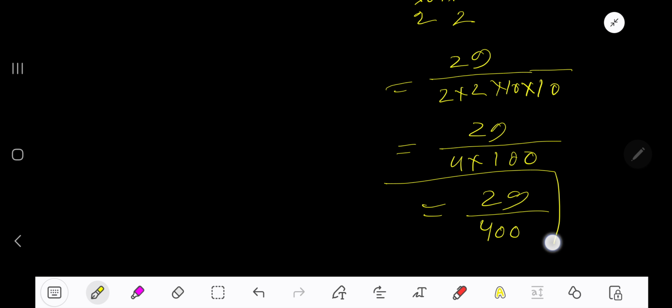So this is the reduced form. The common factor between 29 and 400 is just 1. Okay. So there is no other common factor. So we can say that this is the reduced form.